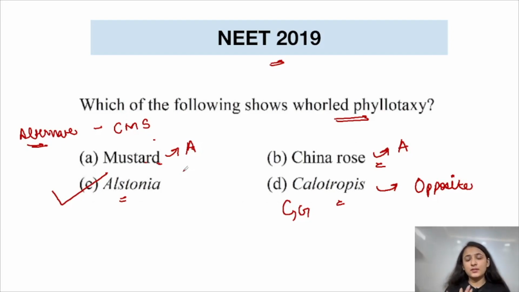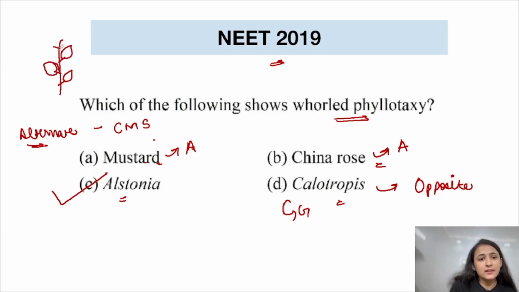Let us just revise it quickly. Phyllotaxy is the pattern of arrangement of leaf on the stem or its branches. So in alternate phyllotaxy, a single leaf is present at each node and they are present in an alternate fashion like this. If one leaf is present here at the right, then the other leaf is present here at the left, then again right, then at the left.